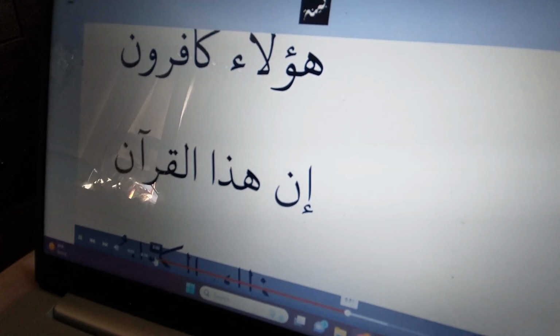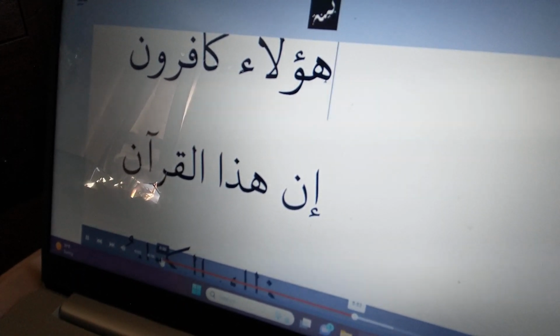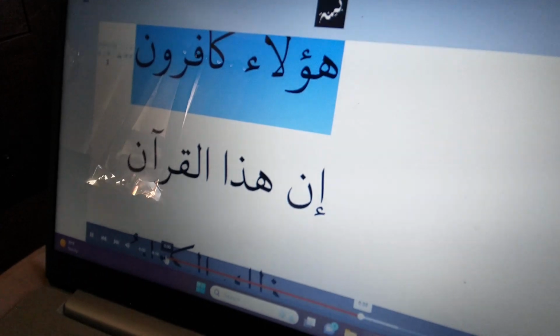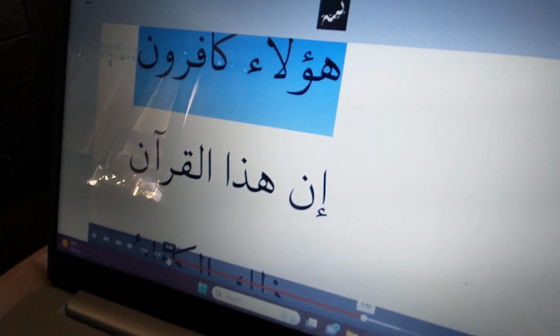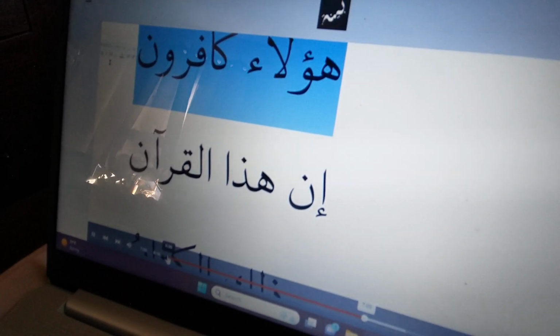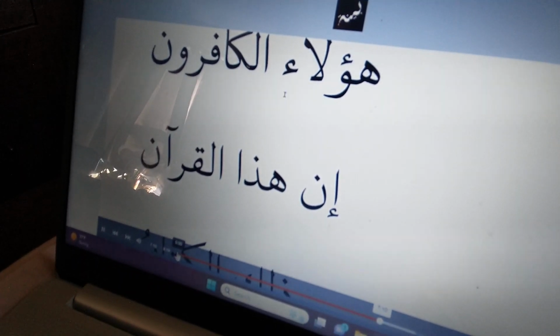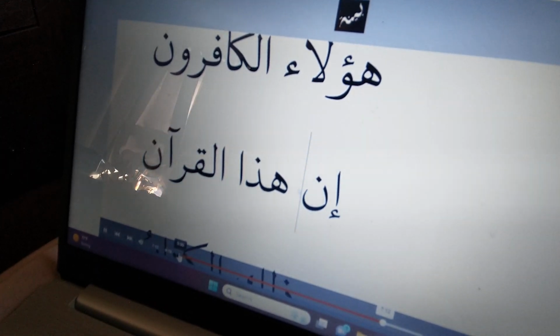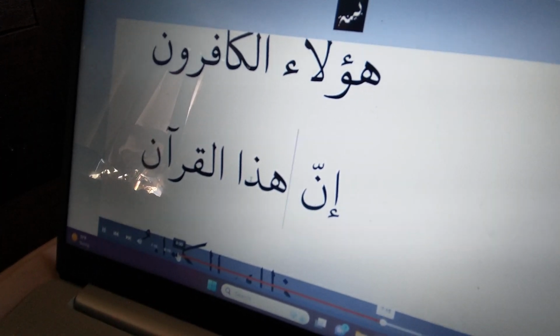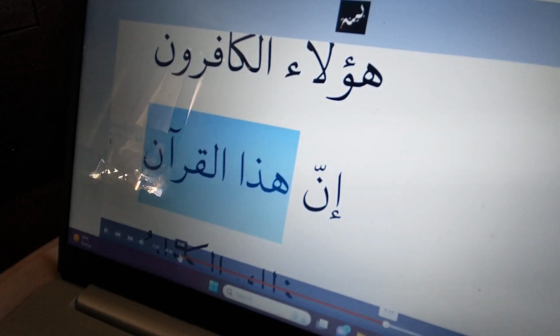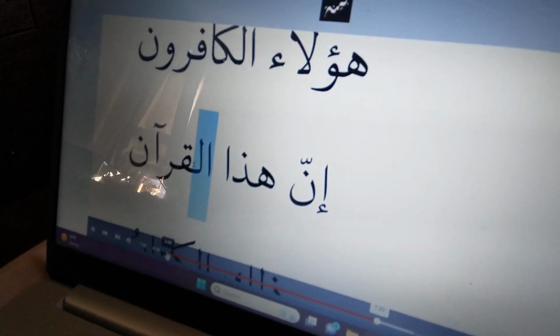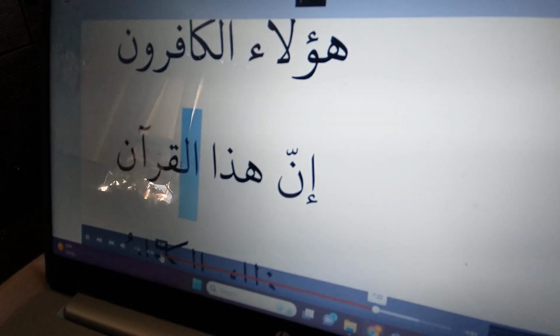Ha'ula'i, which means these, kafiruna means disbelievers. Is this a fragment? Should I translate this as these disbelievers or these are disbelievers? In this case, it'll be these are disbelievers because there is no al right here. If there was an al right here, then I translate these disbelievers. Inna hadha al-Qur'ana. Inna means certainly. This Qur'an. Not this is Qur'an, because there's an al here, so the "is" cannot exist. Either you have al or you have "is." Okay? So certainly this Qur'an.